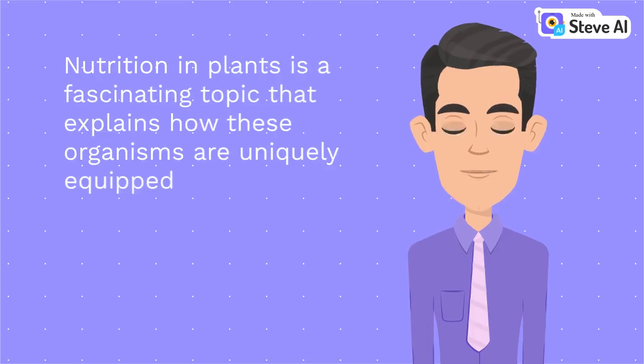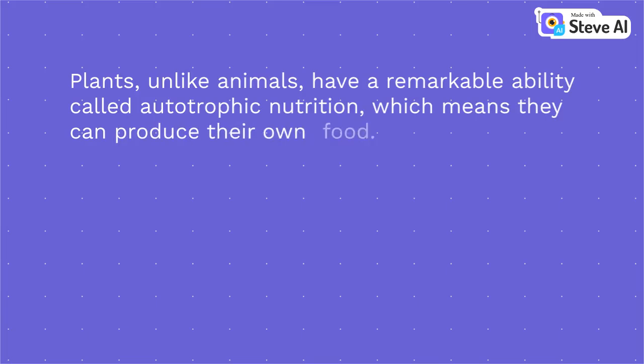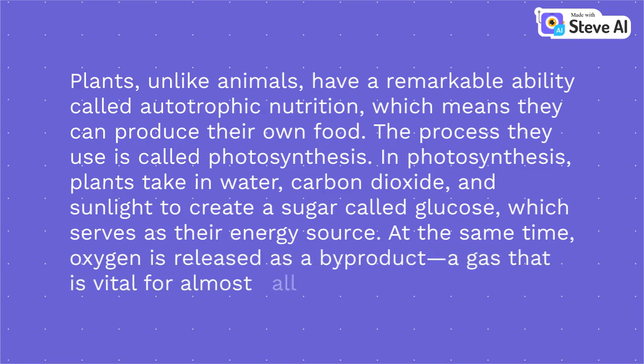Nutrition in plants is a fascinating topic that explains how these organisms are uniquely equipped to make their own food. Let's explore this concept step by step, as if we were in a classroom discussion. Plants, unlike animals, have a remarkable ability called autotrophic nutrition, which means they can produce their own food. The process they use is called photosynthesis.